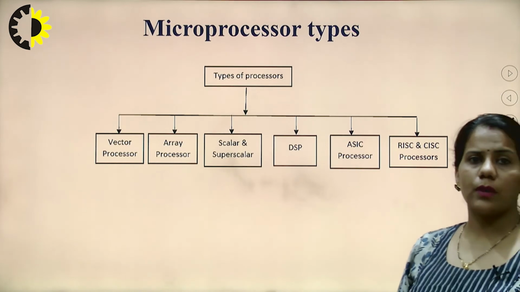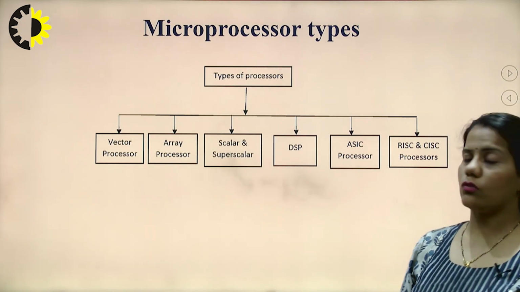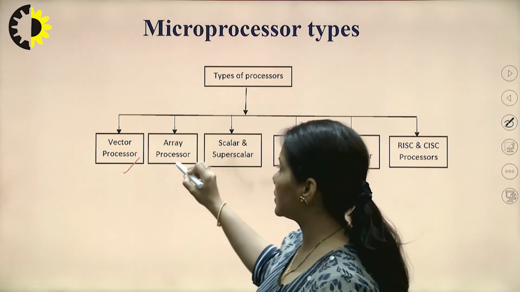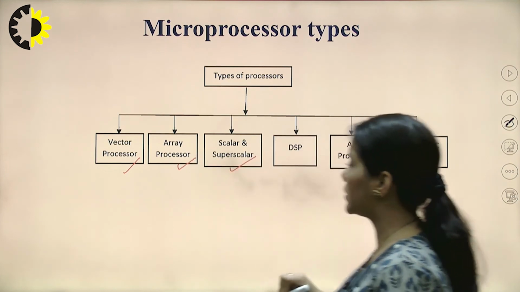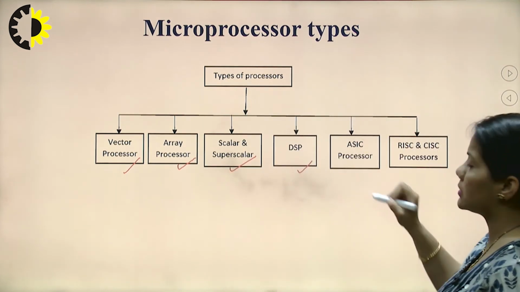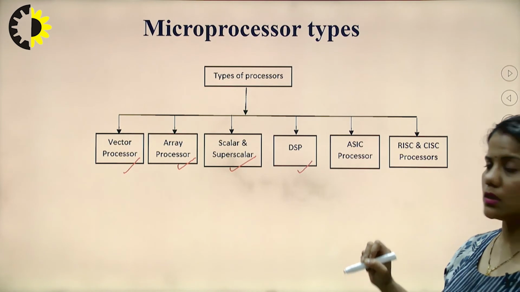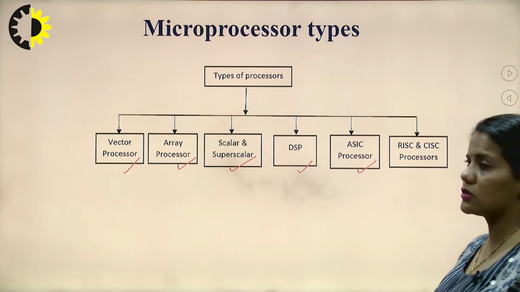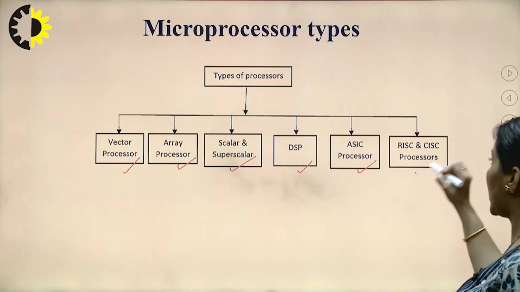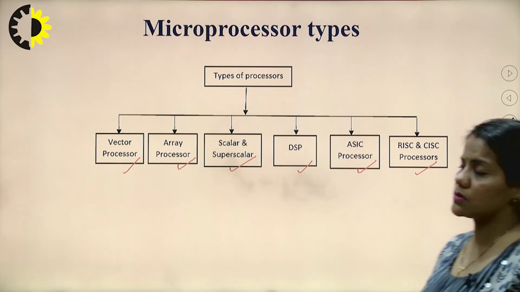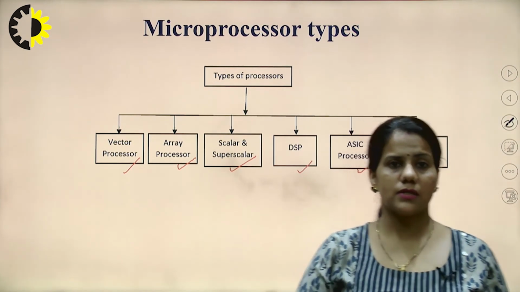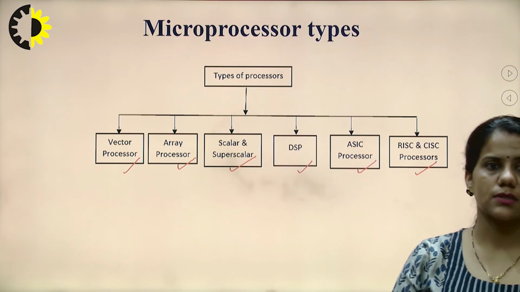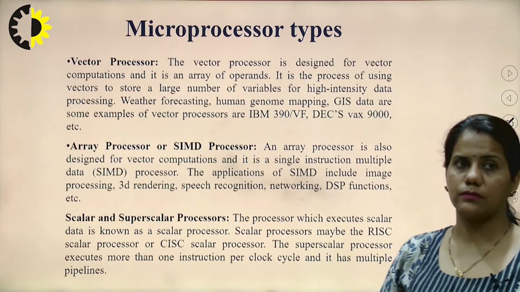When we talk about the microprocessor types, we can say there are vector processors, array processors, scalar and superscalar processors, DSP, that is digital signal processing chips, ASIC, that is application specific ICs, and RISC and CISC processors. RISC is reduced instruction set computer and CISC is complex instruction set computer processors.